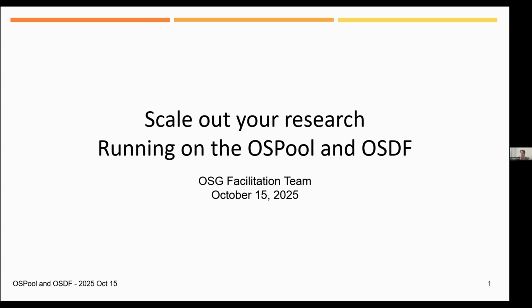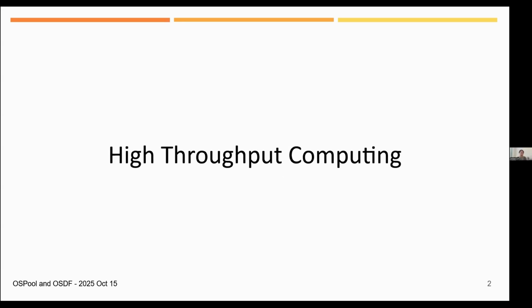So today's presentation is about scaling out your research, running your workloads on the Open Science Pool, and using the Open Science Data Federation. And so really what drives the Open Science Pool, which is this national resource that you can have access to as a researcher, is this idea of high throughput computing. And we like to describe high throughput computing as a way to get a lot of work done by using a lot of resources.